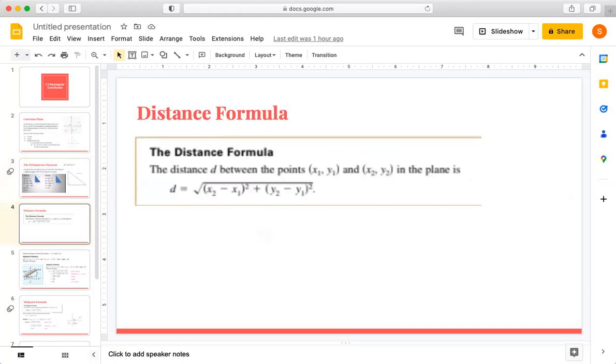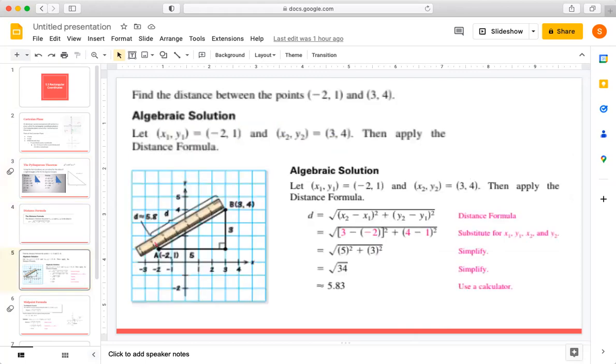Okay, so the distance formula. It's what the name says: it's finding the distance between 2 points. So we're finding the distance between (x1, y1) and (x2, y2). And the bottom one, it's not a square root, it's not an exponent, it's just a subscript. Basically, it's like naming it. So that's the formula, and I'll show you how to apply that in the next slide.